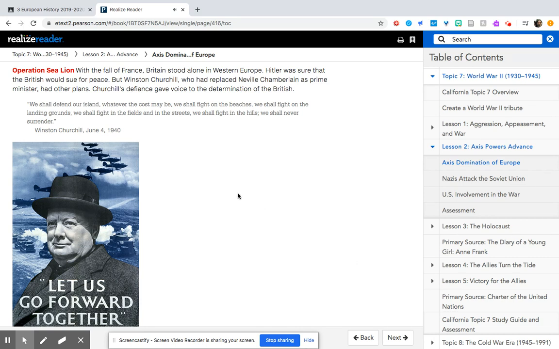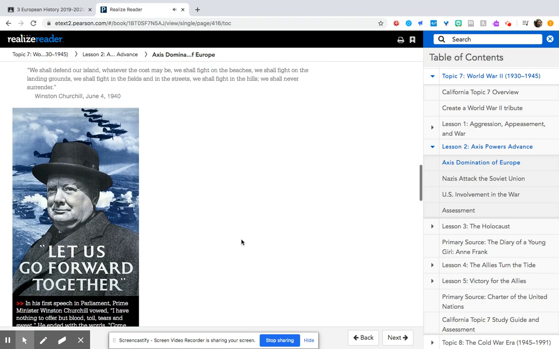"We shall defend our island, whatever the cost may be. We shall fight on the beaches. We shall fight on the landing grounds. We shall fight in the fields and in the streets. We shall fight in the hills. We shall never surrender." Winston Churchill, June 4th, 1940.